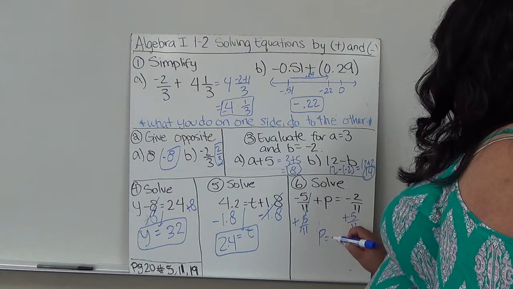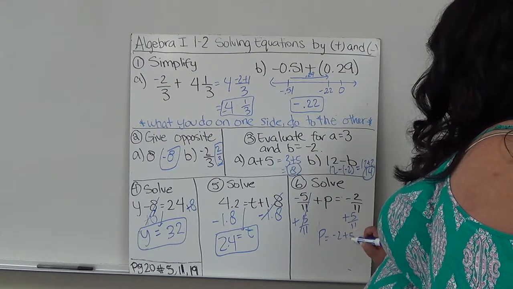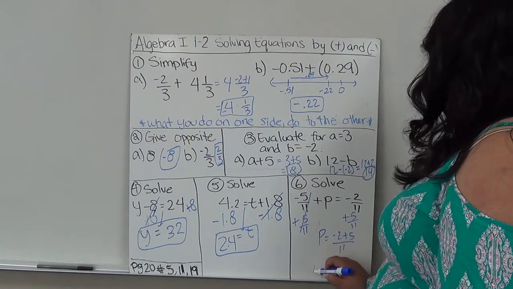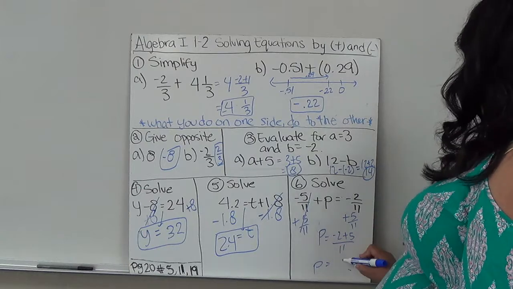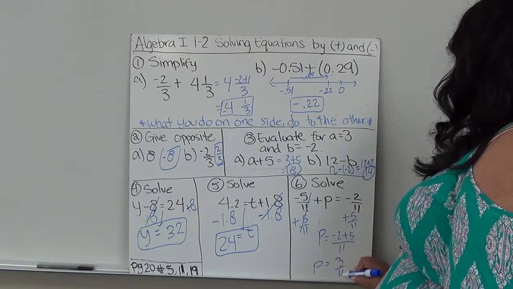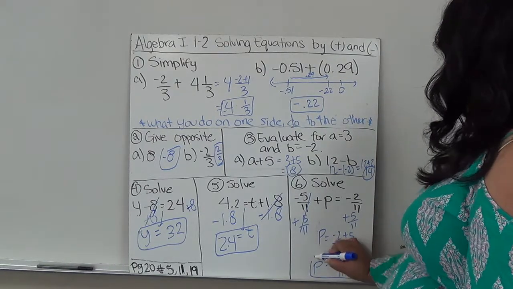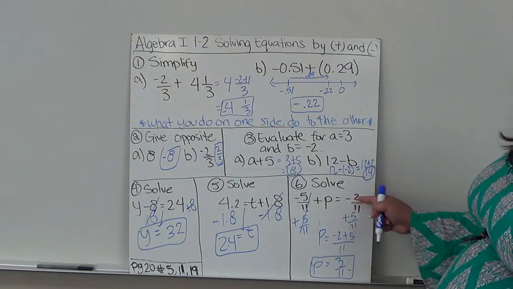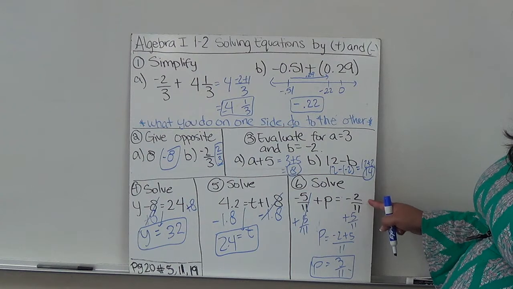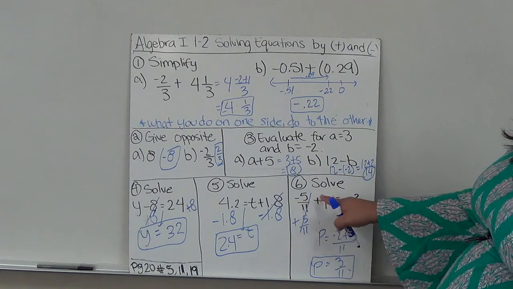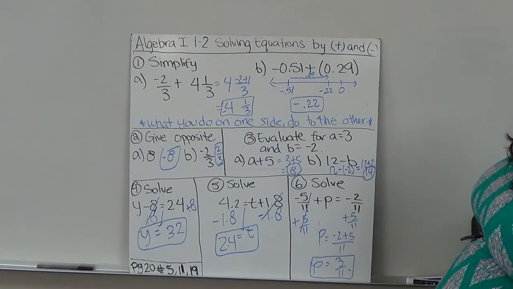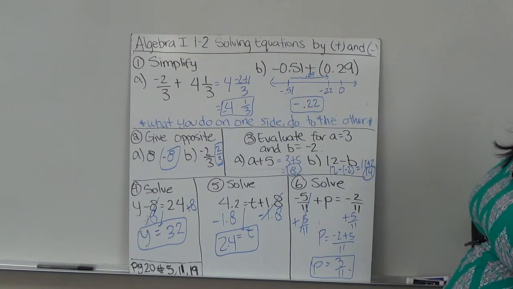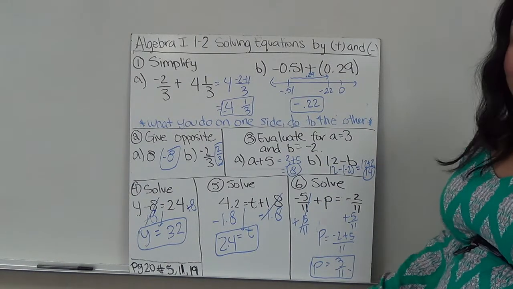So this gives me negative 2 plus 5 all over 11. So negative 2 plus 5 gives me a positive 3 over 11. That means if I plug it in, it should give me a negative 2 over 11. So a positive 3 over 11 does give me a negative 2 over 11 if I add it to negative 5 over 11. So go ahead and write this down.